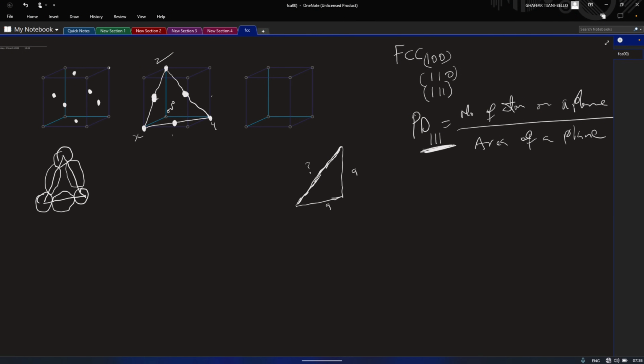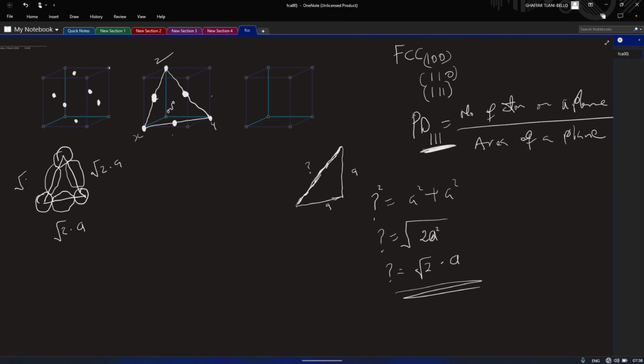Knowing that both sides are a, we use the Pythagoras theorem. Let's say question mark squared is equal to a squared plus a squared. So question mark is equal to root of a squared plus a squared, that's going to be 2a squared. So question mark is equal to root 2 times a. So this is for every line. We know this side is root 2a, root 2a, because all sides are equal. It's an equilateral triangle. So let's erase this.